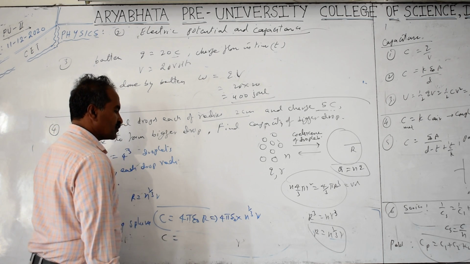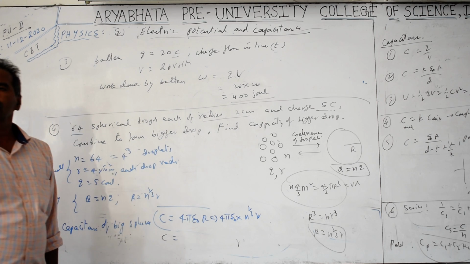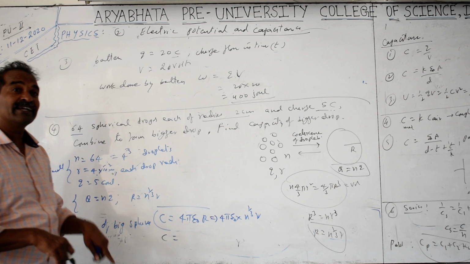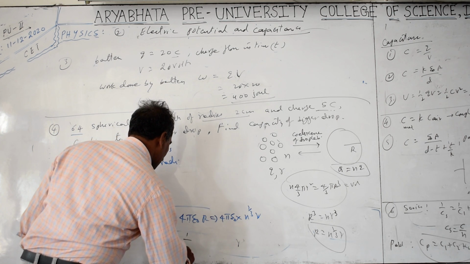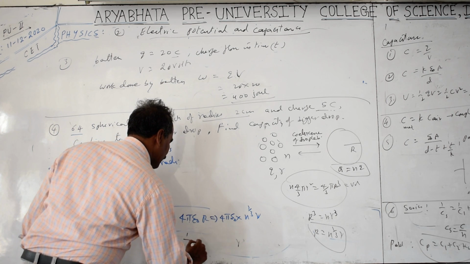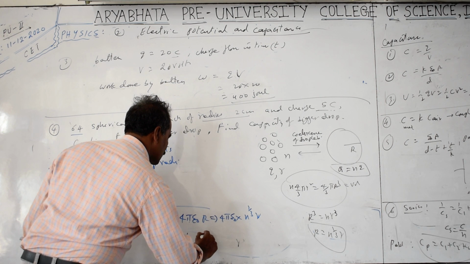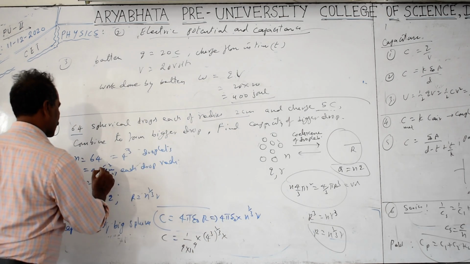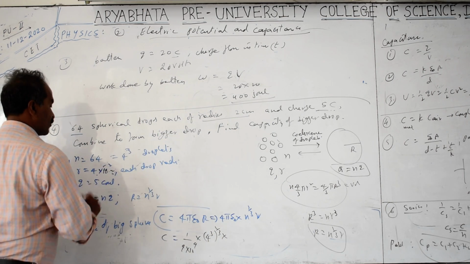4 pi epsilon naught into N to the power 1 by 3. What is the 4 pi epsilon naught value? 1 by 4 pi epsilon naught is 9 into 10 to the power of 9. But reverse means 1 by 9 into 10 to the power of minus 9. This becomes 1 by 9 into 10 to the power of minus 9, into 64 to the power of 1 by 3, into radius. Radius is 4 into 10 to the power of minus 2.